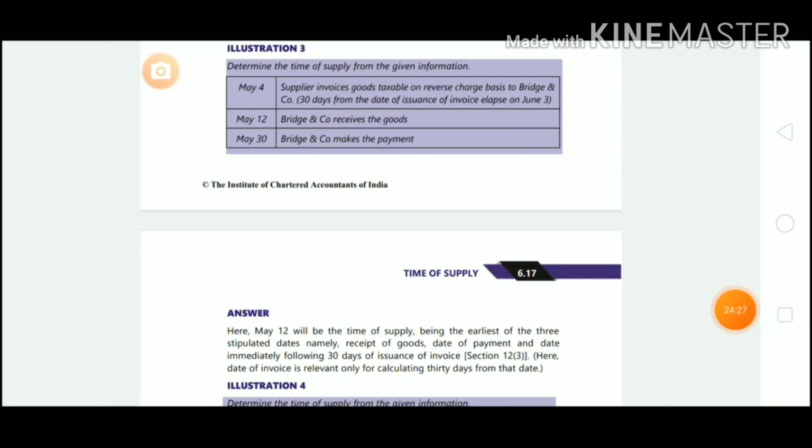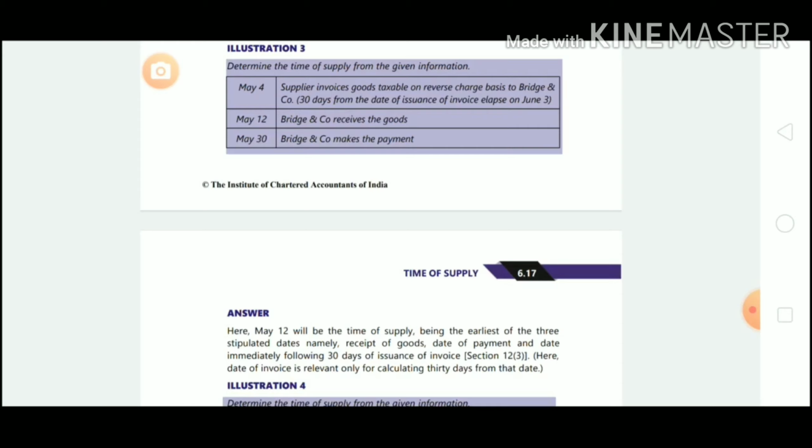Now recall the provision of time of supply of goods in case of reverse charge. In that case, 4 dates were there: date of receipt of goods, date of recording the payment in the books of accounts of the recipient of goods, date on which payment is debited from the bank account of the recipient of goods, 31st day from supplier's invoice. They have given the bracket 30 days from date of issue of invoice elapses on June 3. So actually they have helped you in recalling the provision.